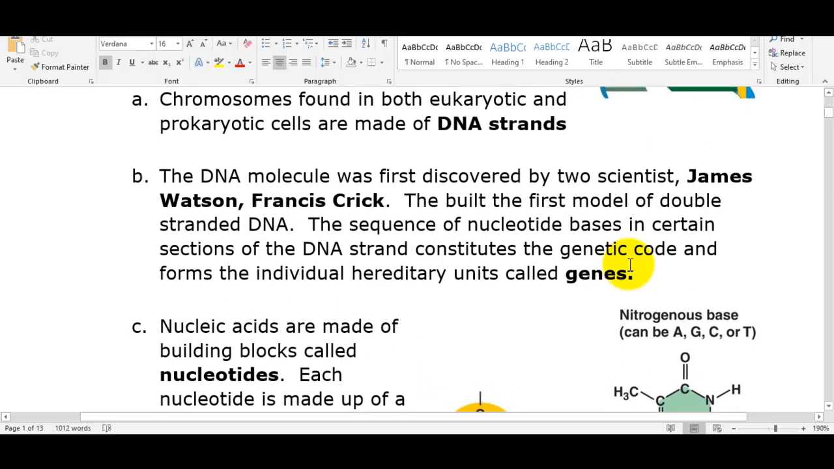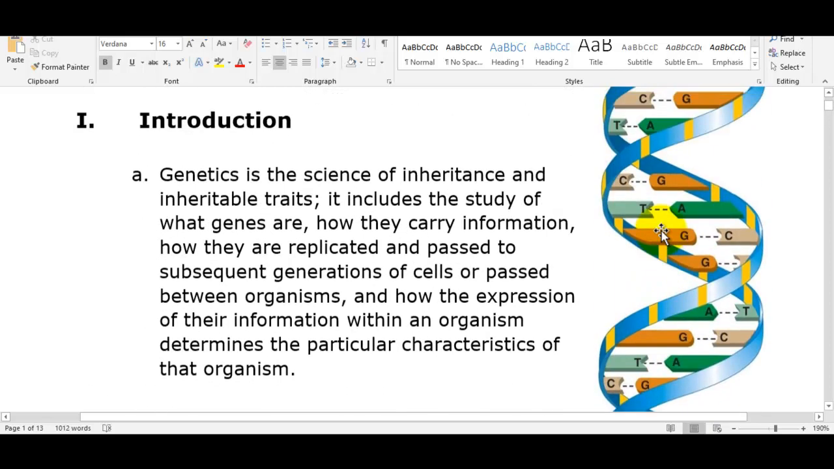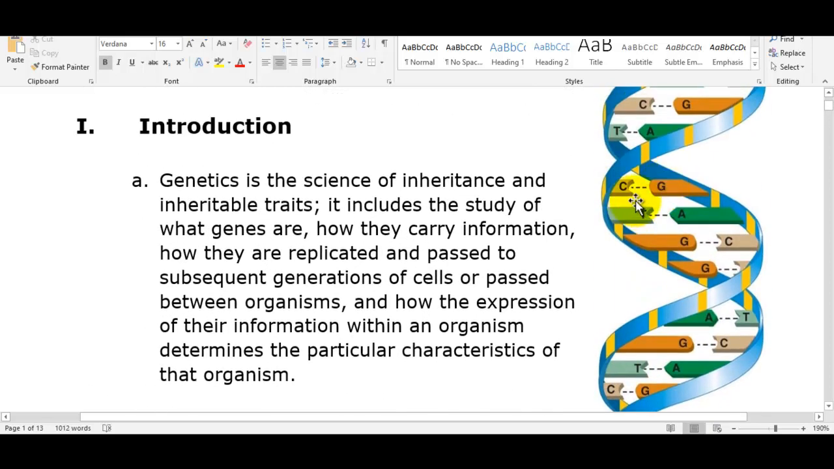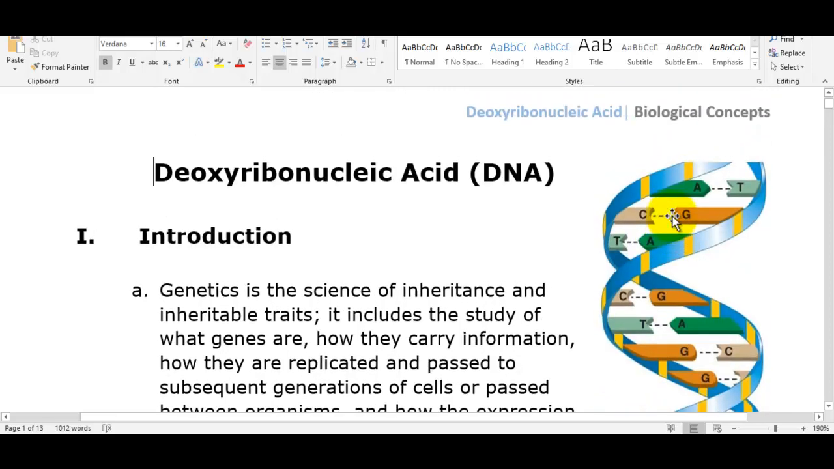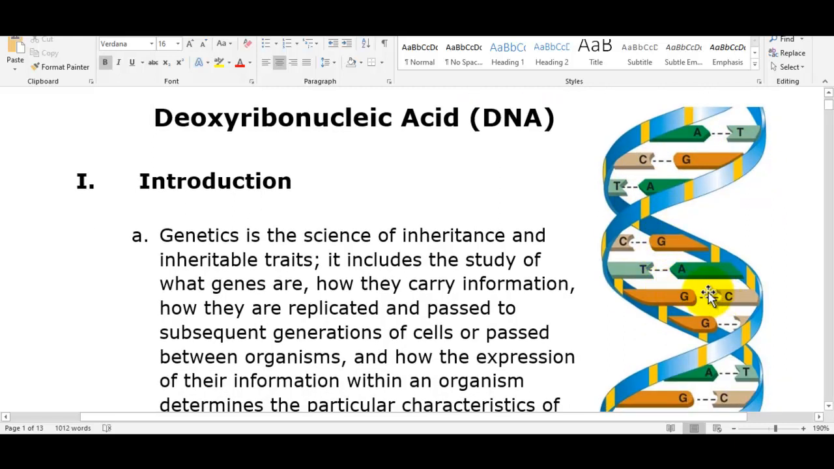Here's a DNA molecule. Remember, DNA is double-stranded, and it has base pairs. The C, the G, the T, and the A. Remember, this is cytosine, guanine, thymine, and adenine. And that's normal base pairing. A's bind with T's, and vice versa. You can see there. C's always bind with G's, and vice versa. That's normal base pairing.